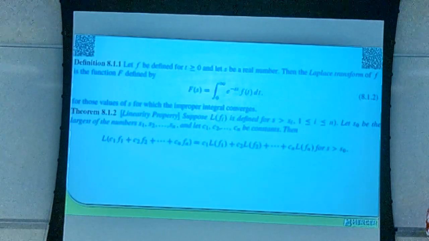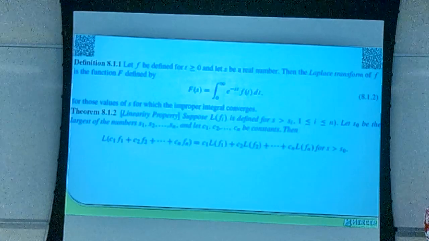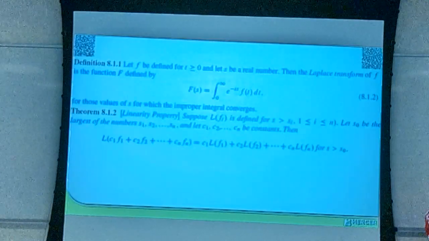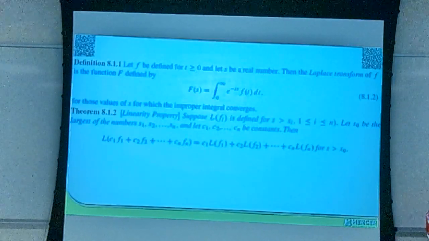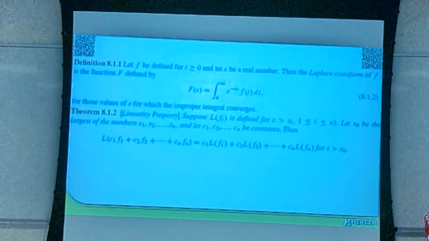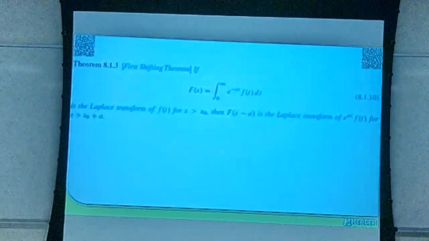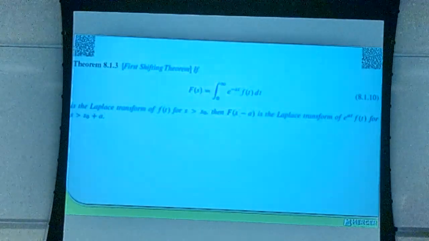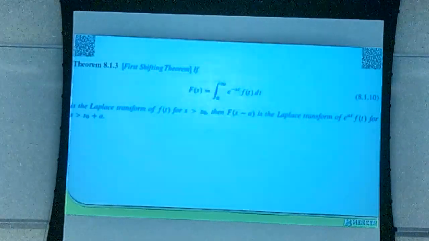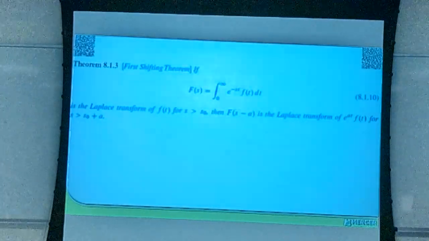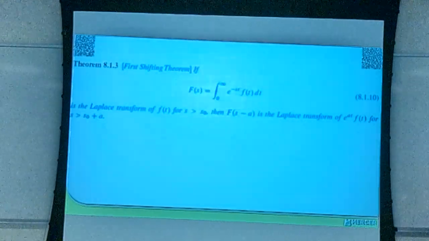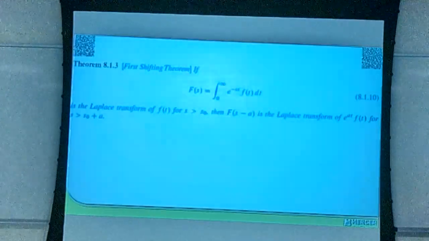Laplace transform is linear. So Laplace transform of a sum is the sum of the Laplace transforms. And if you take the Laplace transform of a constant multiple of a function, it's just a constant multiple of the Laplace transform. We also have the first shifting theorem, or the first translation theorem, which states if big F of s is the Laplace transform of f of t, then the Laplace transform of e to the at times f of t is just big F of s minus a.